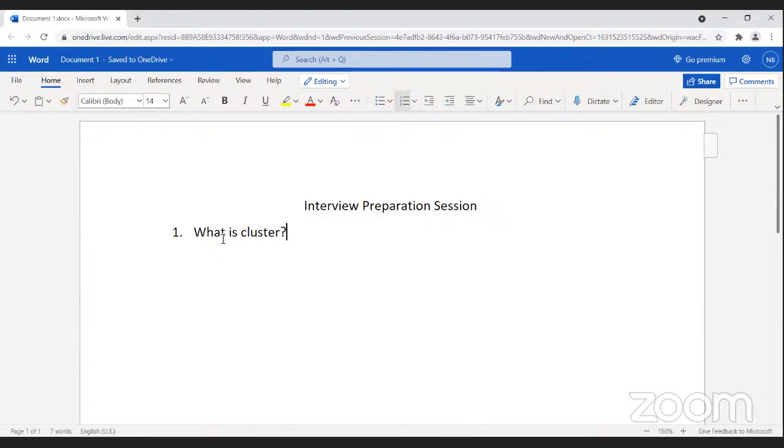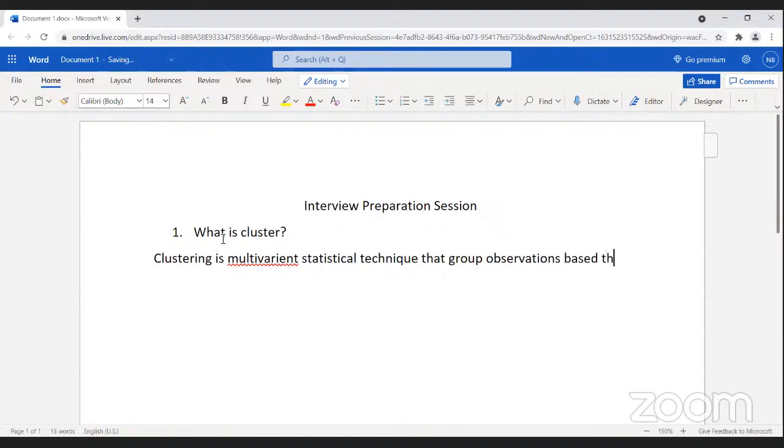Yeah, Ipsita, it's correct. Okay, let's see. Clustering is a multivariate statistical technique that groups the observations based on their features.